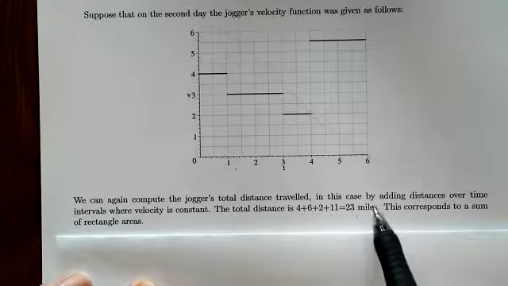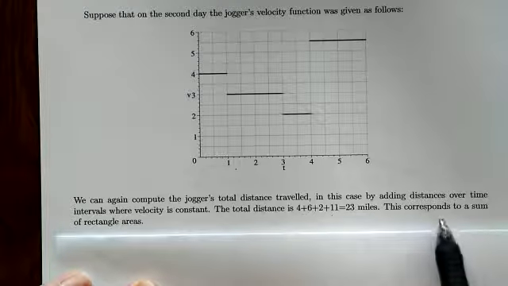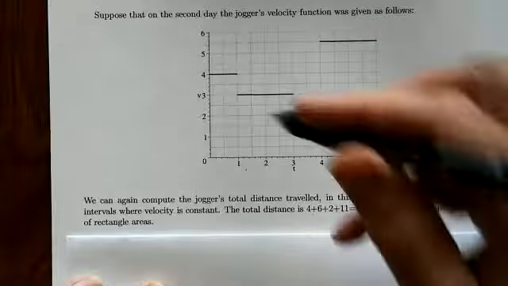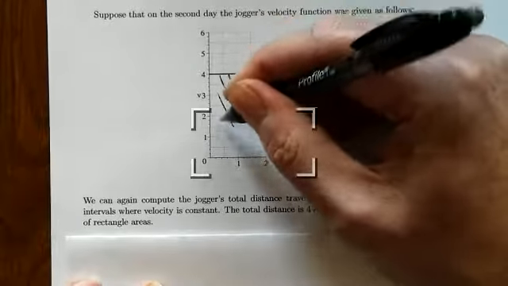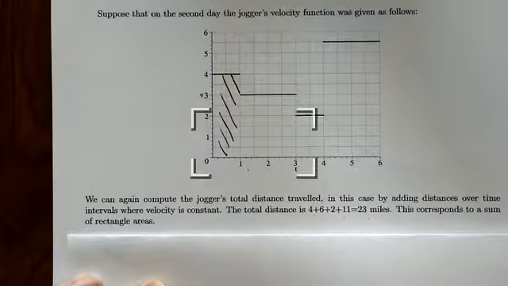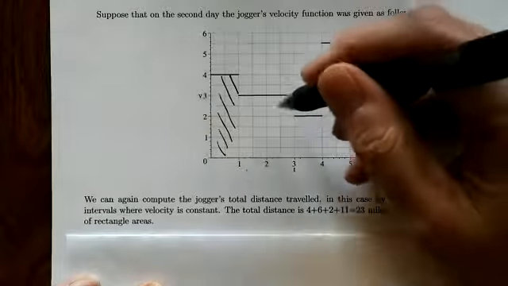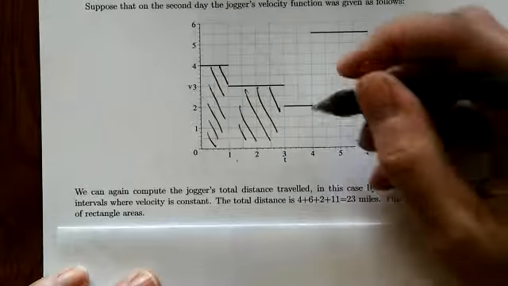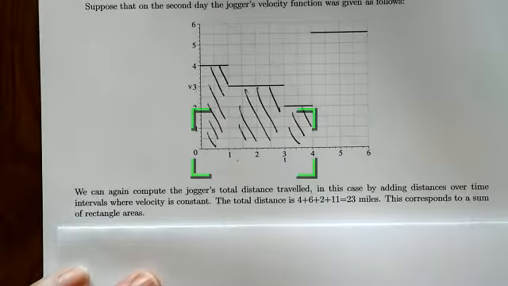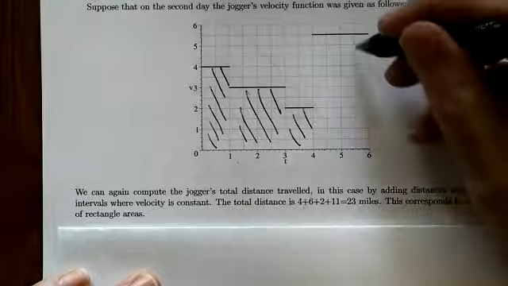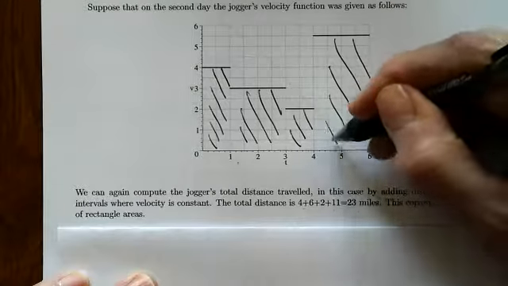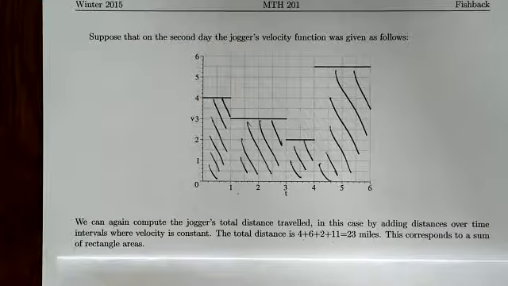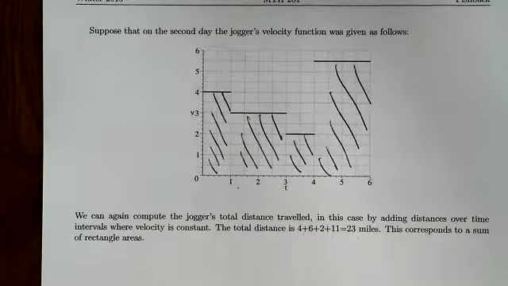Now this represents the distance traveled, but it also represents the sum of rectangle areas. Namely, the 4 is the area of that rectangle. The 6 is the area of that rectangle. The 2 is the area of that rectangle, and the 11 is the area of that rectangle. So the distance traveled is 23, which is the combined area of those rectangles.